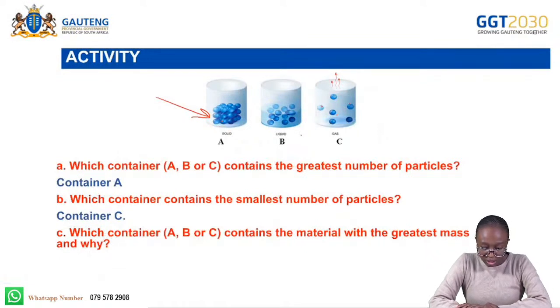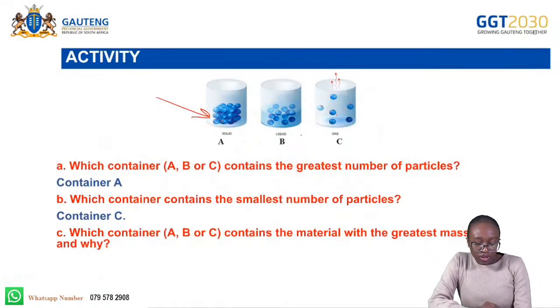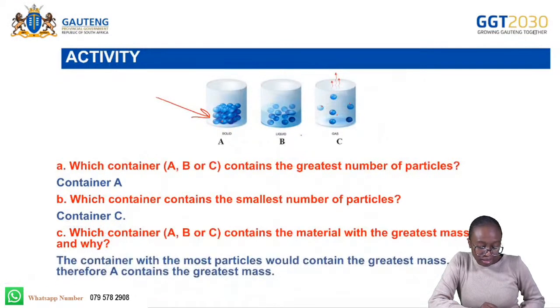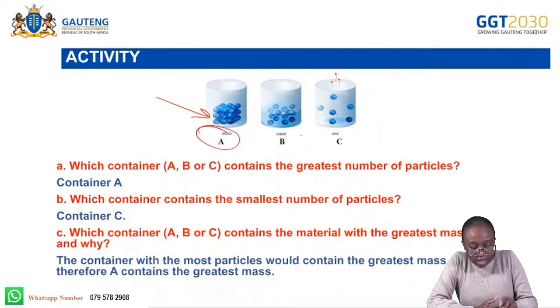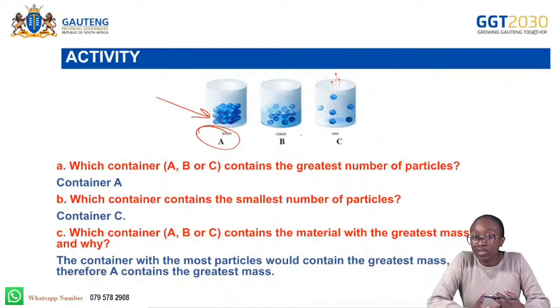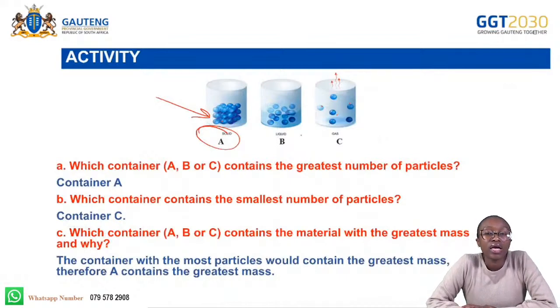And then which container, A, B, or C, contains the material with the greatest mass and why? It is container A. Why are we saying so? So the container with the most number of particles will have the greatest mass. Therefore, container A has the greatest mass. Take 1 minute to copy down the corrections.